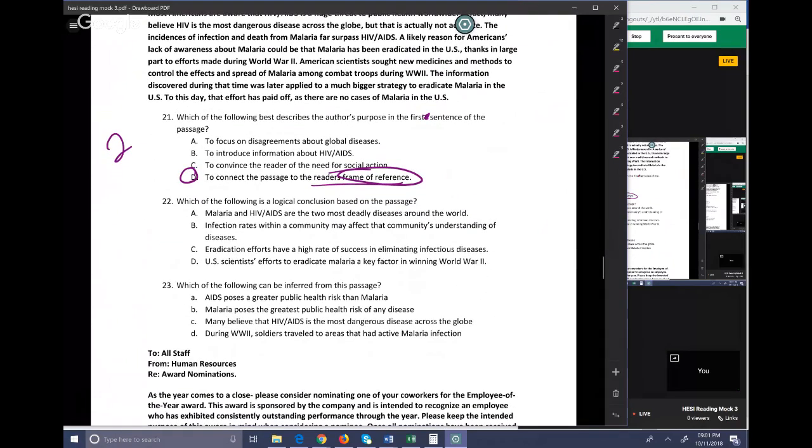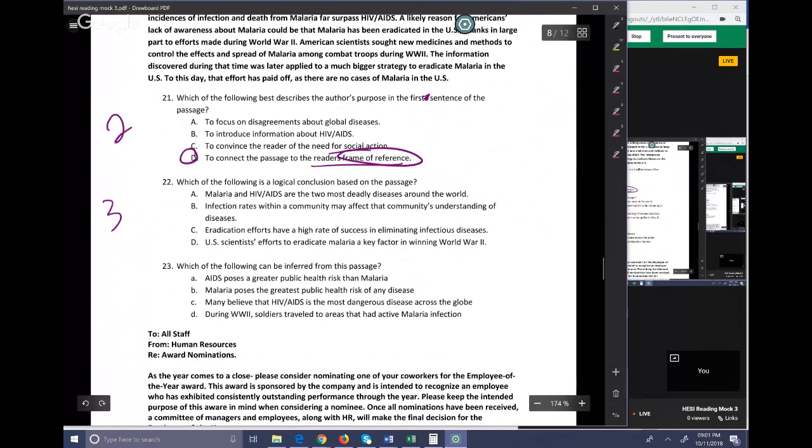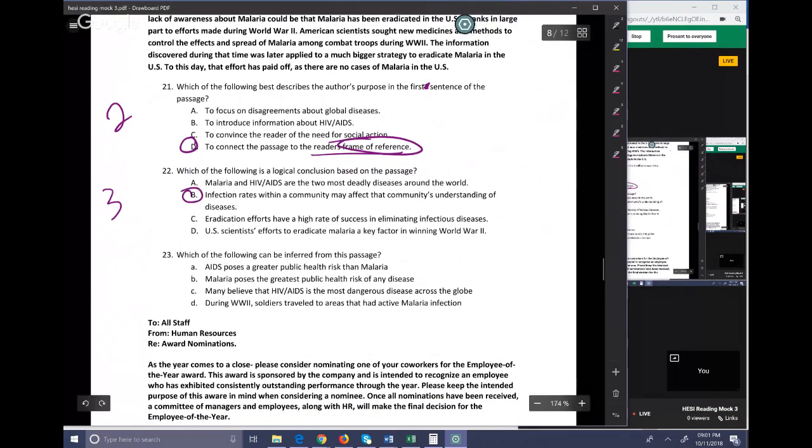Question 22 you would get from reading 3 because it's a logical conclusion. The logical conclusion that you would get is B. So with B, they said a likely reason that Americans don't realize the threat of malaria is because it's eradicated within American culture. So the point that they're making without making it, hence how it became a logical conclusion as opposed to a detail, is infection rates within a certain area will affect whether the people who live in that area understand something or not.